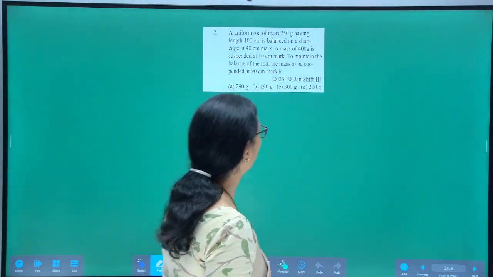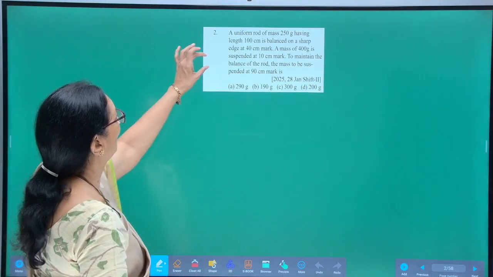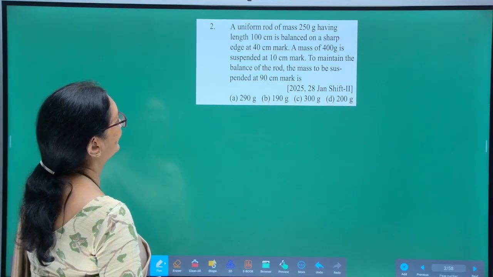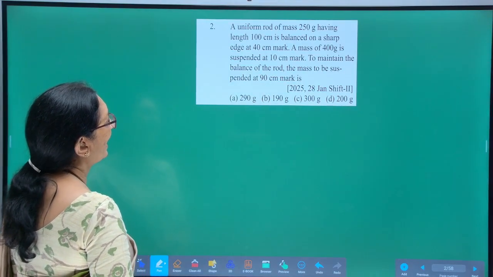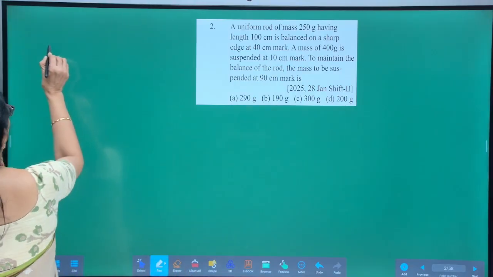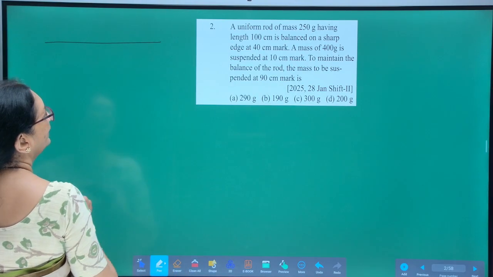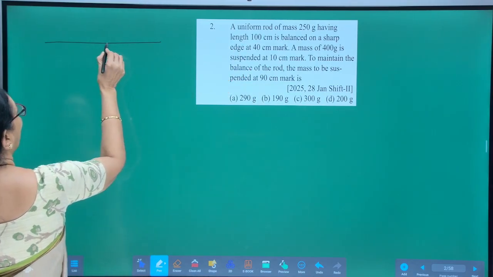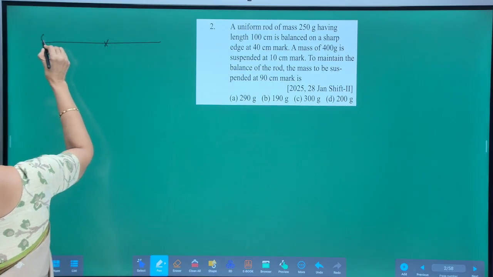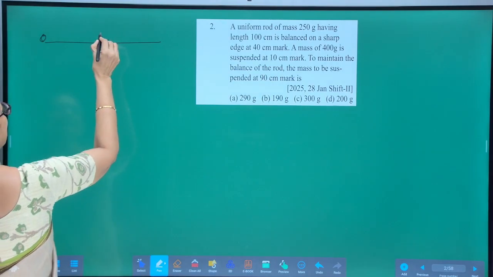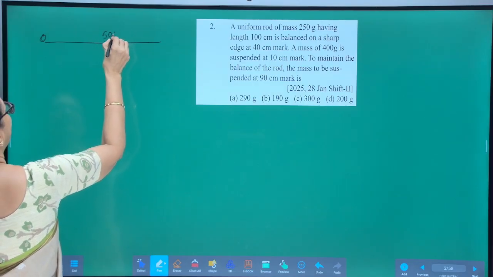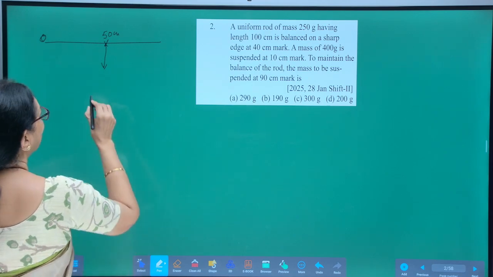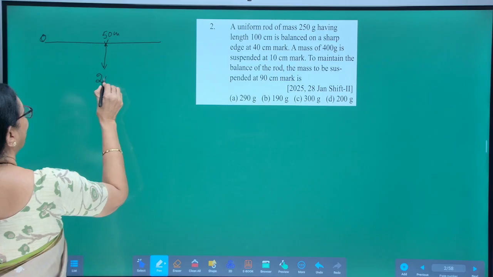Move on to the next problem. A uniform rod of mass 250 grams having length 100 centimeters is balanced on a sharp edge. Let this be a uniform rod of mass 250 grams, length 100 centimeters. Let us take this end as a reference. So, this will be 50 centimeters and because it is uniform, its mass appears to be concentrated at its center.